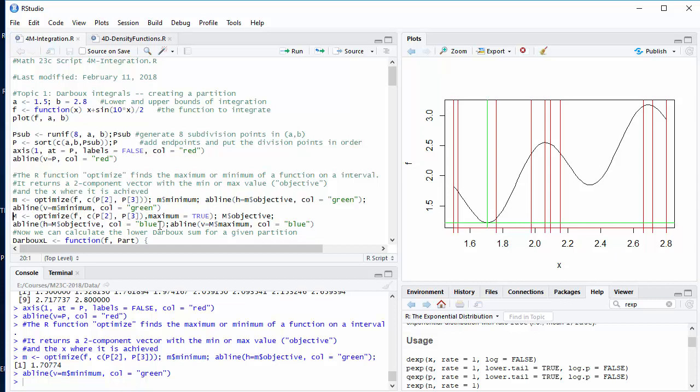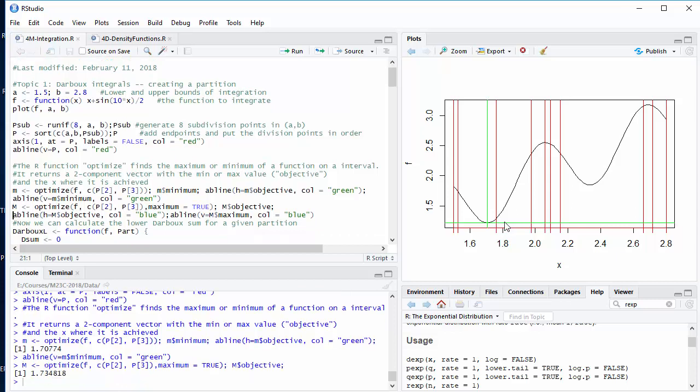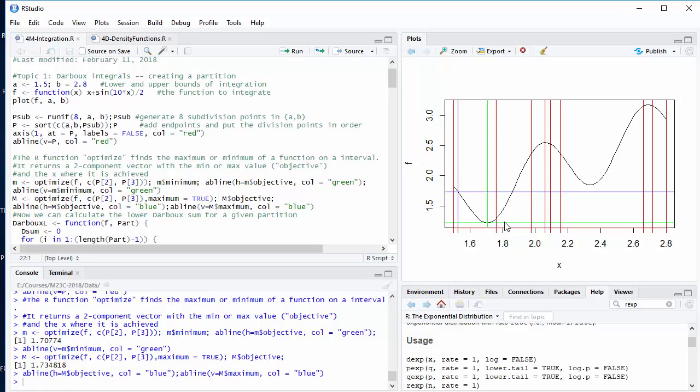So there I have shown a vertical line at the minimum. That is indeed the minimum on the second of these 8 subdivisions between P2 and P3. And you can also see I've got a green line at the minimum value. I can do the same thing to get the maximum. And I've shown that in blue, the maximum is actually achieved at the left endpoint.